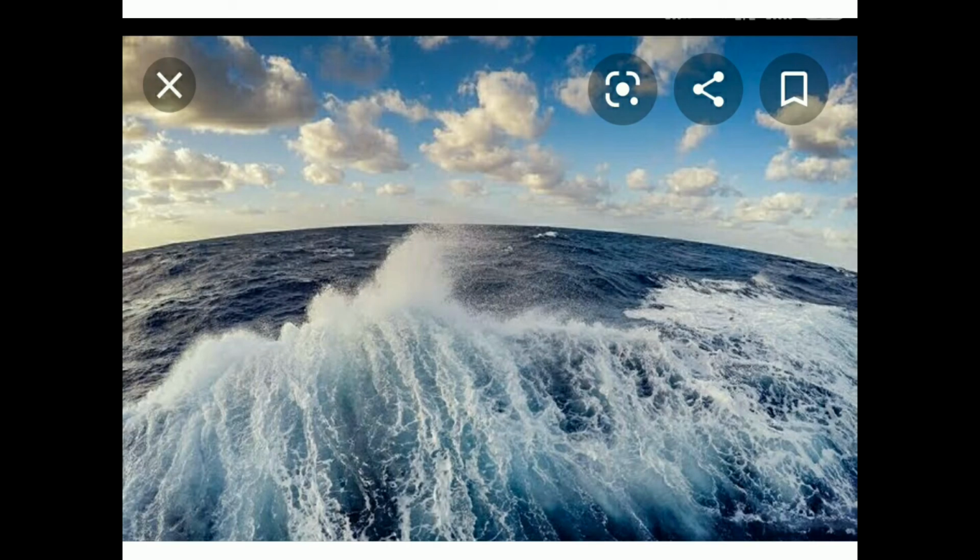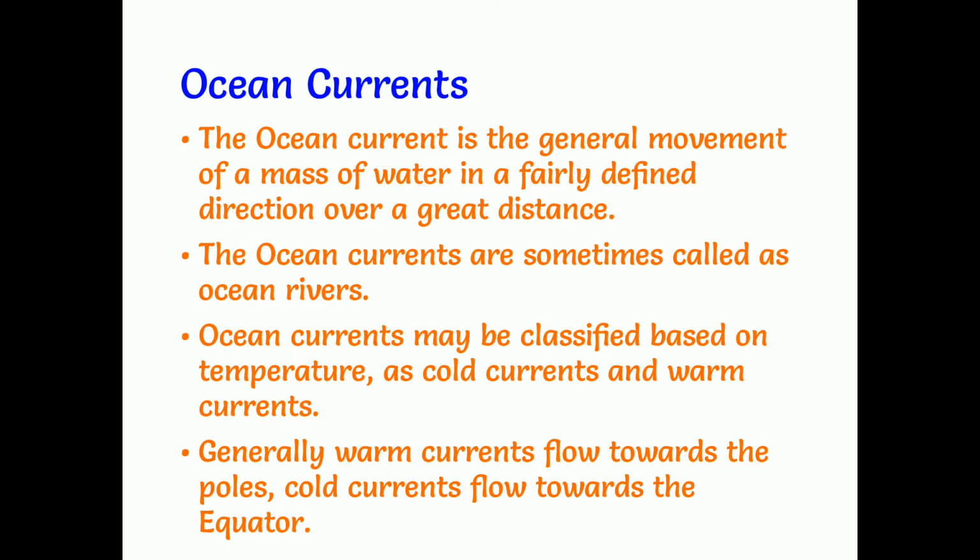What can you see in this picture, children? You can see a big ocean, a water body, and the movement of the water. This movement of water gently in a particular direction is called an ocean current. The ocean current is the general movement of a mass of water in a fairly defined direction over a great distance. Ocean currents are sometimes called ocean rivers.